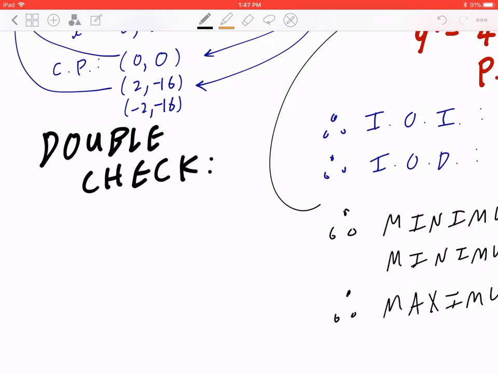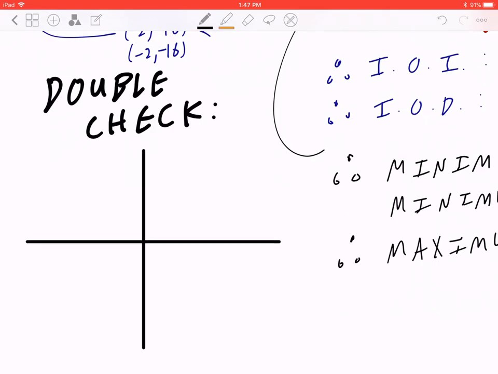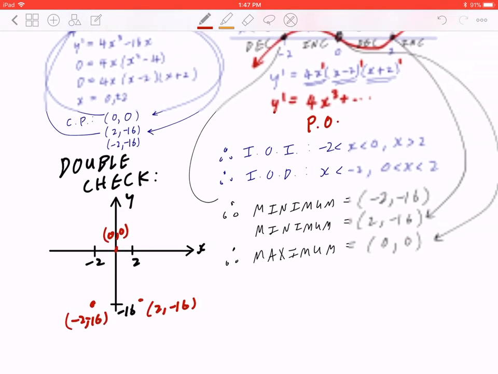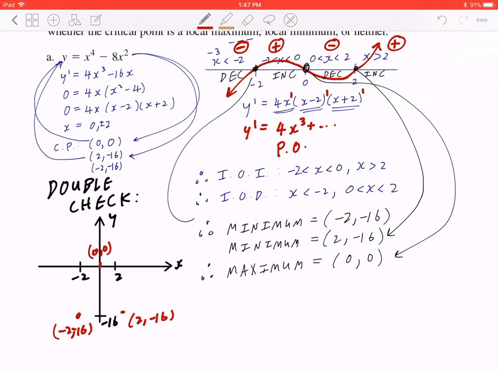So again, if I kind of go back and write down everything that I have calculated, this is roughly what the graph looks like. And again, it's not a perfect scale, but it's good enough in terms of what you're looking for. So let's say this is negative 2 and 2, and let's say this is negative 16. See, you found 3 critical points, and they are located at negative 2, negative 16, 2, negative 16, and of course 0, 0.